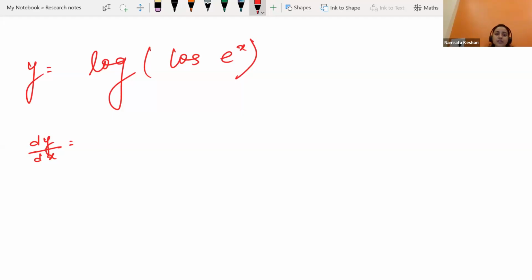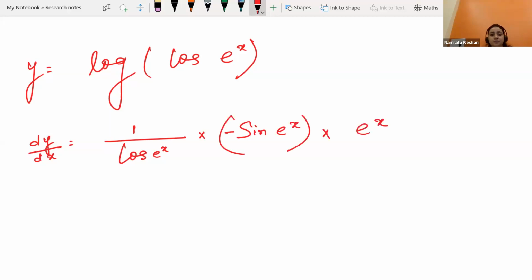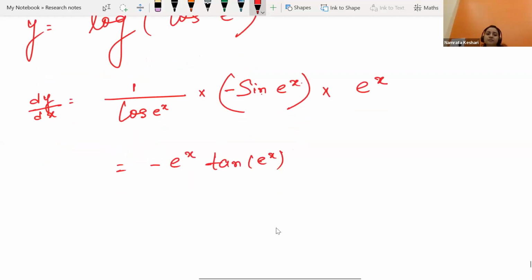Yes, Fatima, dy by dx will be one by cos e raised to x into minus sine e raised to x into e raised to x. We can write it like this: minus e raised to x is there, and sine e raised to x by cos e raised to x. We call it tan e raised to x. Okay. So even if this question came in an MCQ and the option is like that, we understand sine of whatever and cos of whatever can be written as tan of whatever, the same, right? Yes, ma'am. Let's continue.